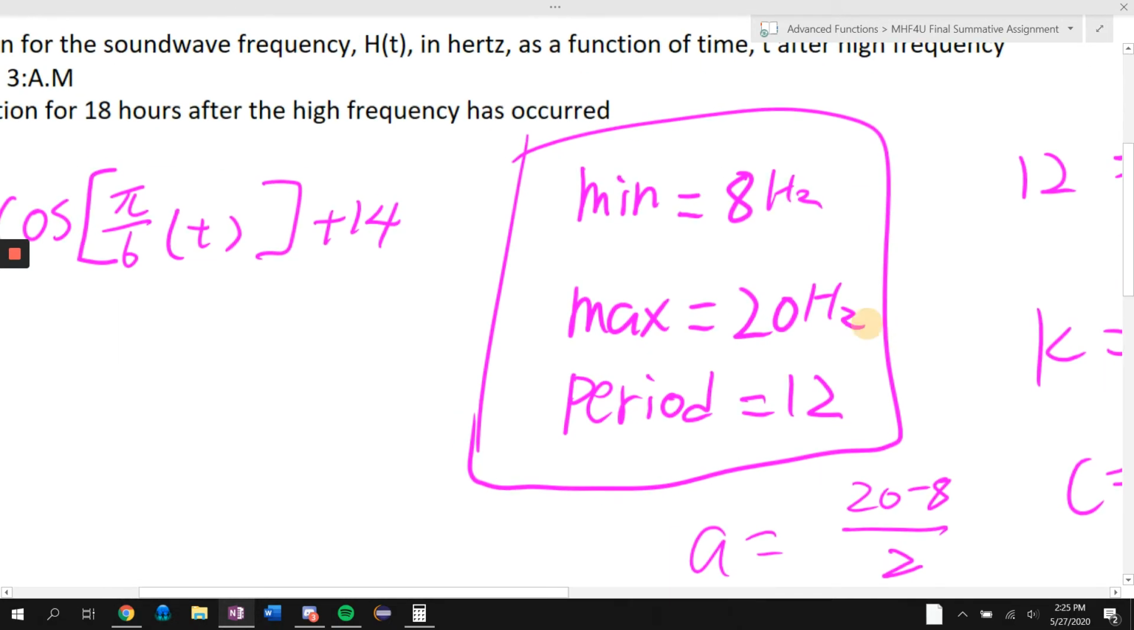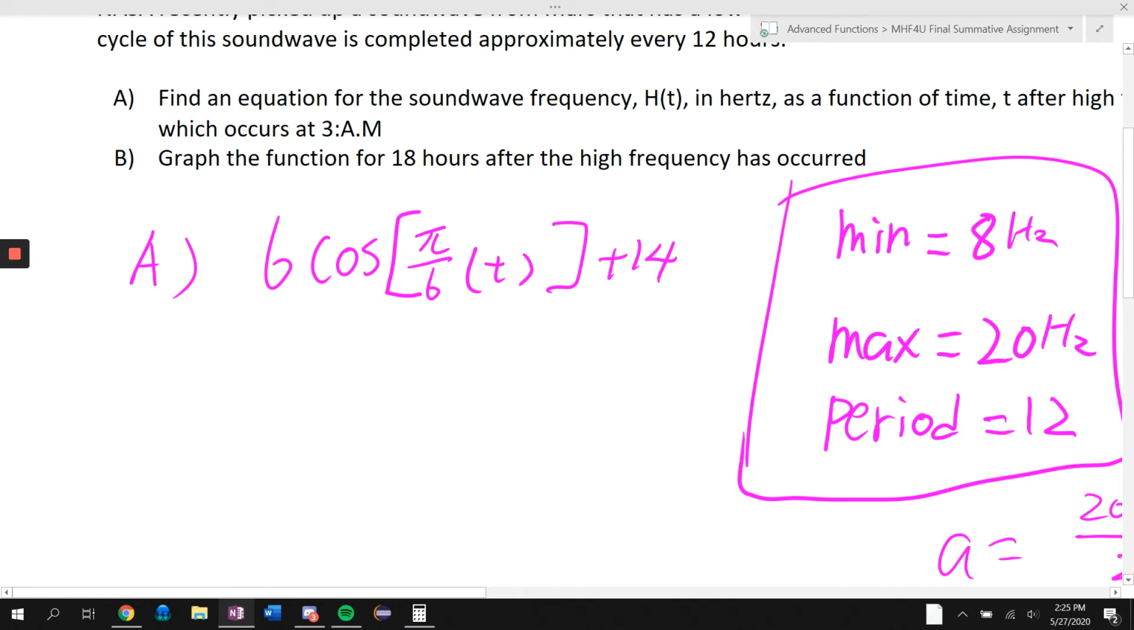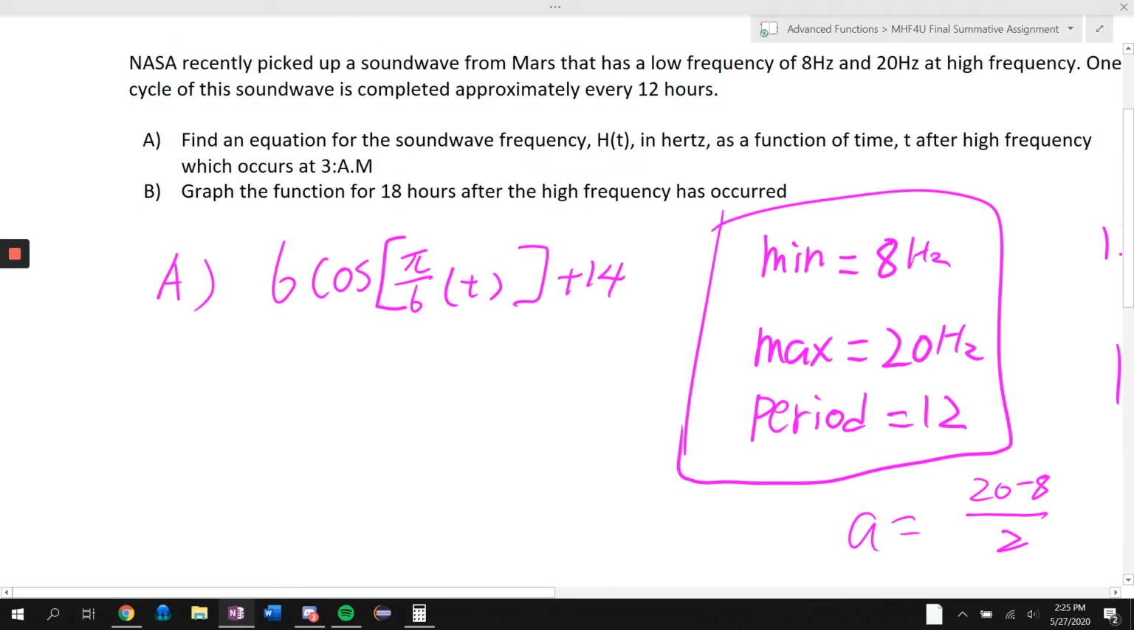So we can easily find the a, k, c values if we're using a cos graph. And the reason we're using a cos graph is because it said that we're starting on the high frequency, which is the maximum point. And if you're starting on a maximum point, you want to use a cosine graph so you don't have to find the d value.